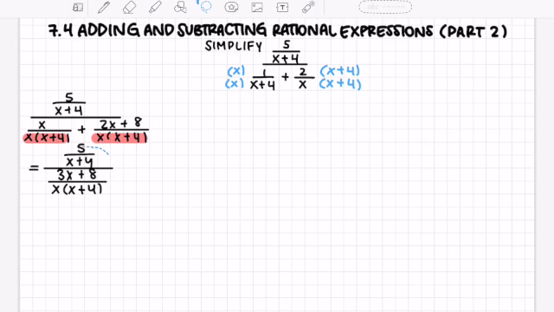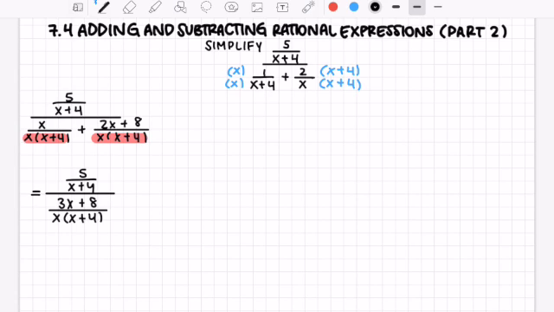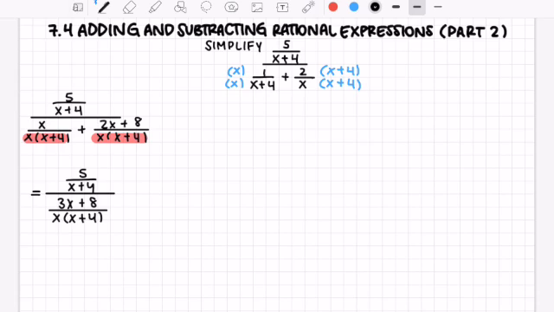Cool. So once you are done writing that down, and I'll make sure it looks nice so that you can see how even it is, the next step is the most important. So we have a fraction line, which could also be considered our division symbol. I'm pretty much saying here that this fraction, 5 over x plus 4, is dividing by 3x plus 8 over x times x plus 4. So basically, you just have two different fractions dividing with one another.